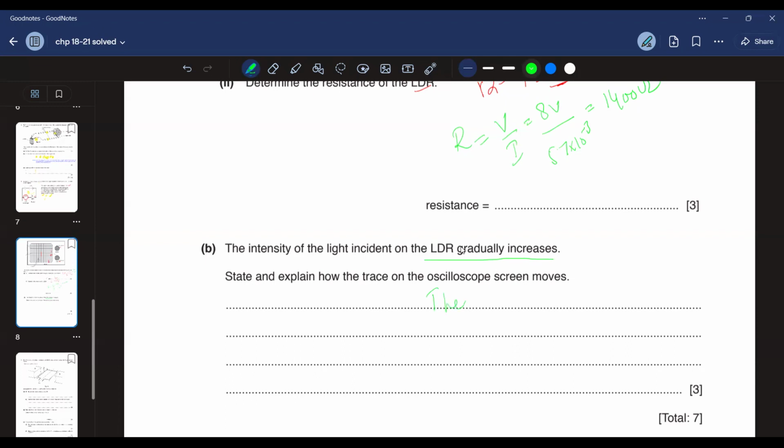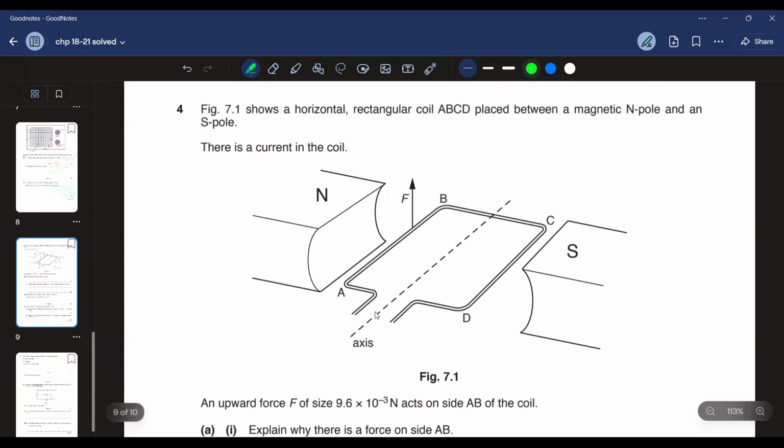The total resistance would decrease. Hence, current would increase and the line would move up the screen. Moving on to the next one.